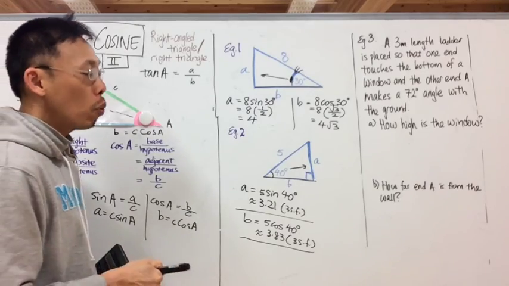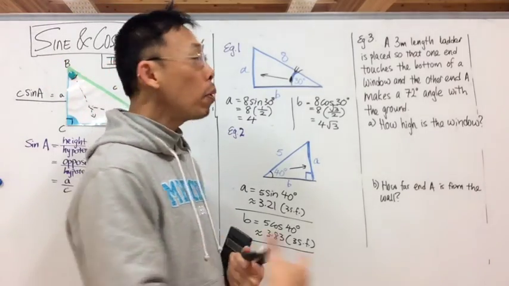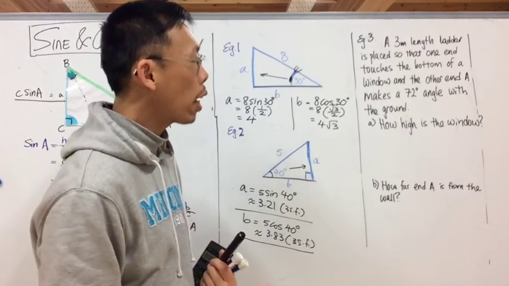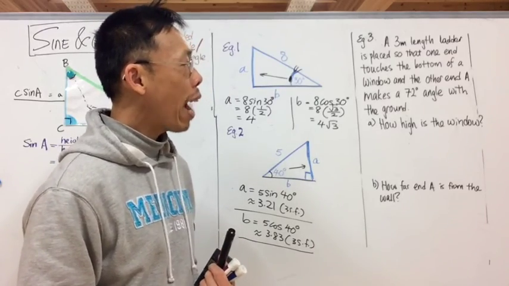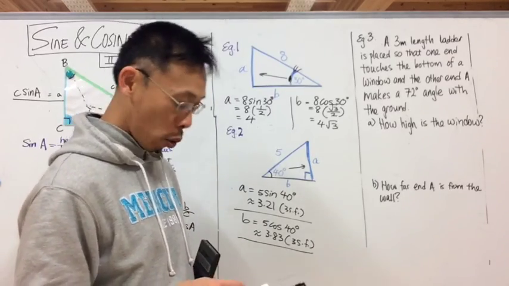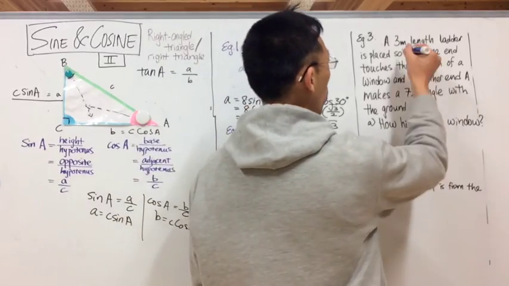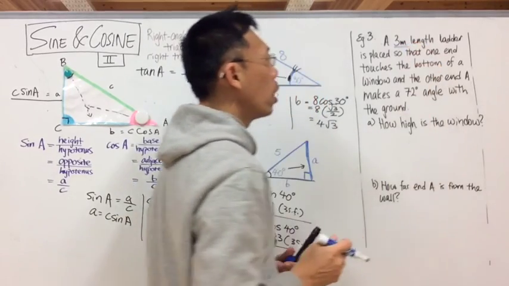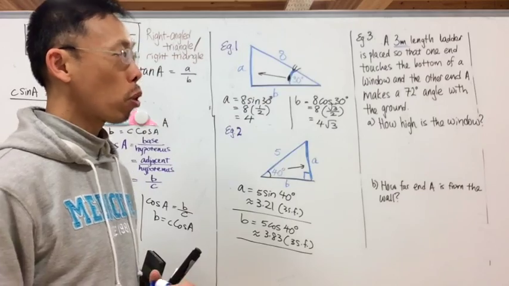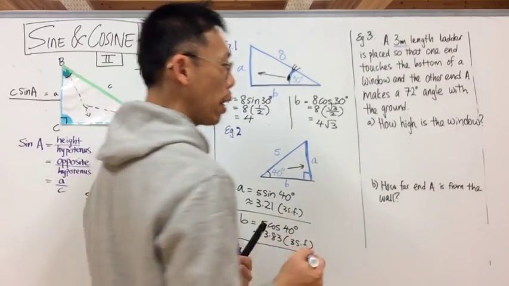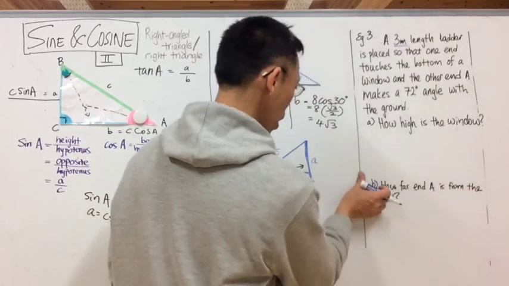Okay, now look at example number 3. Example number 3 is a word problem. It says a 3-meter ladder is placed so that one end touches the bottom of a window. The important information here is 3 meters, the length of the ladder. So you can now think about drawing this out.